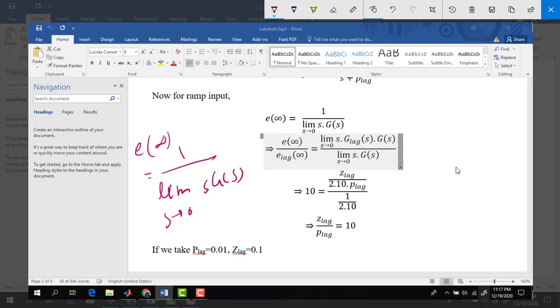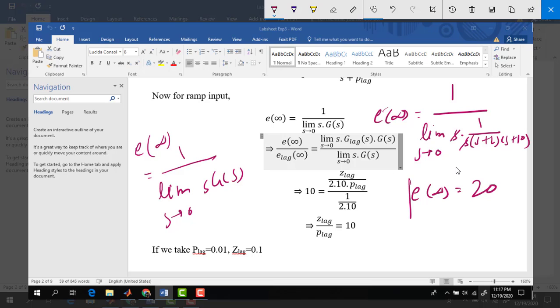Now, our previous error was without the compensator. My error should be 1 by limit s tends to 0 s G(s). I'm just putting the value of G(s) over here. G(s) was, I guess, 1 by s into (s plus 2) into (s plus 10). So s s is gone. If I just put zeros over here, e infinity, I'm sorry, will be 20. So this is our uncompensated error.